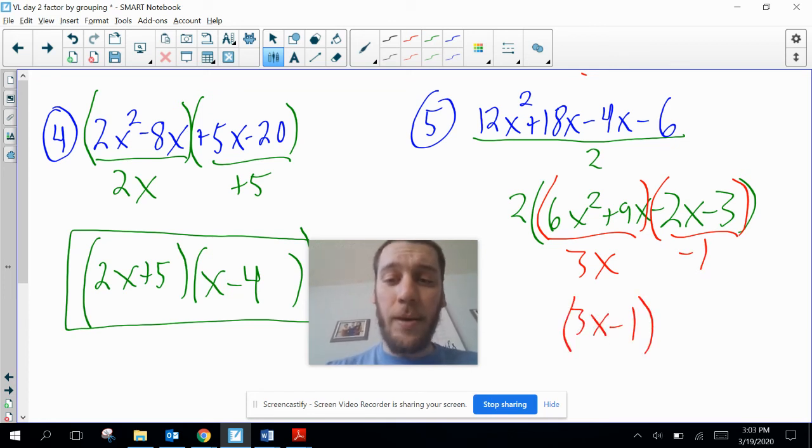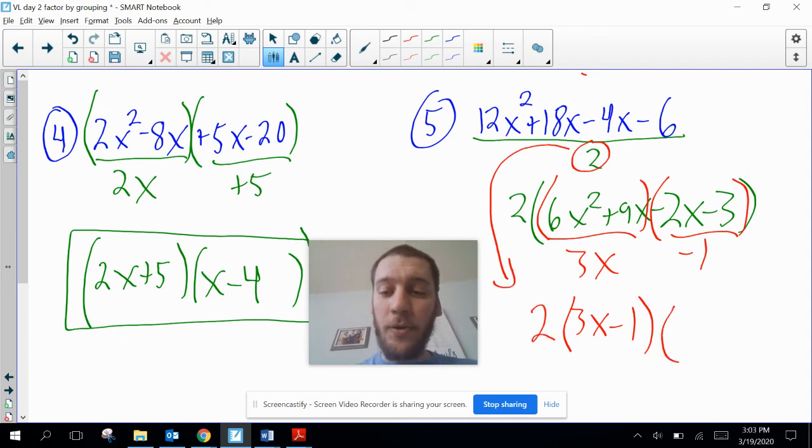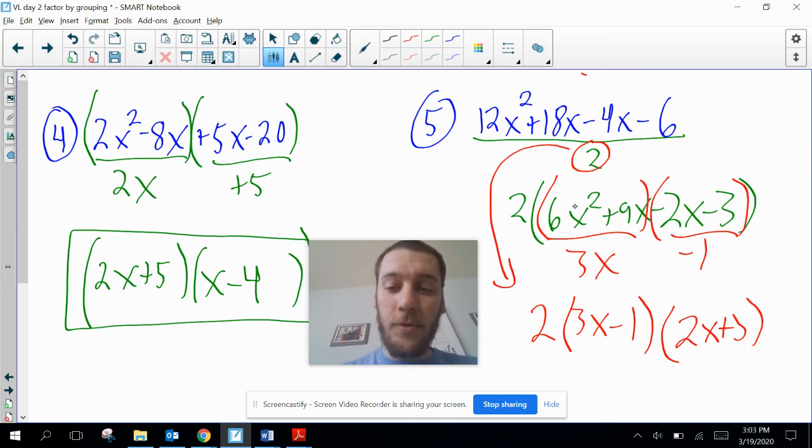And what's left over, better match. Don't forget the GCF in front. And what's left over is going to be 2x plus 3 on this one and 2x plus 3 on this one. So we know that we got it right because they match.